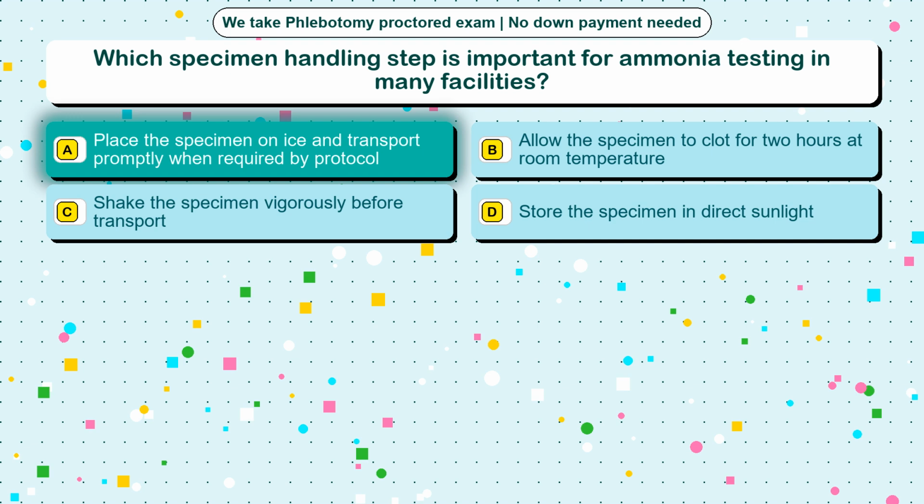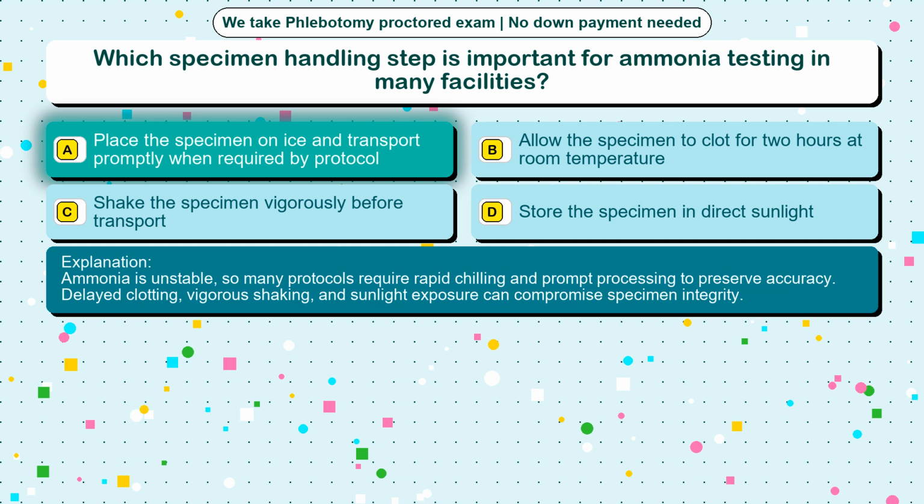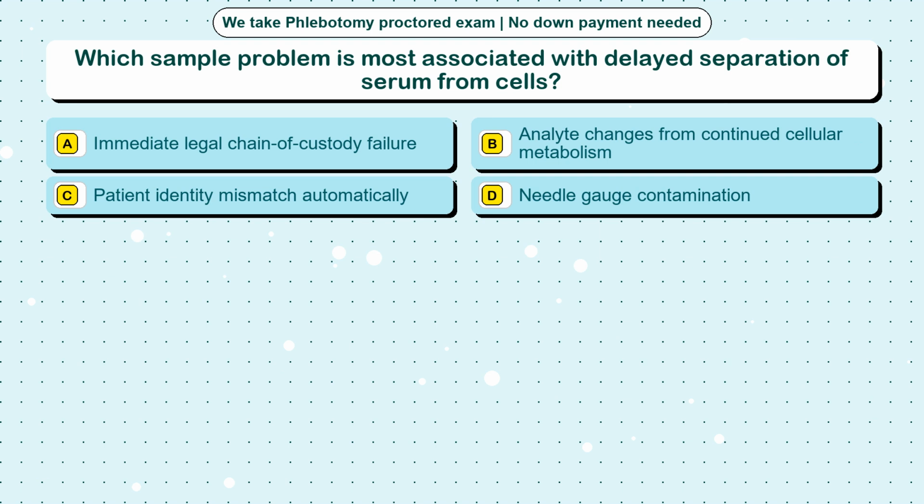The correct answer is option A. Place the specimen on ice and transport promptly when required by protocol. Ammonia is unstable, so many protocols require rapid chilling and prompt processing to preserve accuracy. Delayed clotting, vigorous shaking, and sunlight exposure can compromise specimen integrity. Question 18. Which sample problem is most associated with delayed separation of serum from cells?